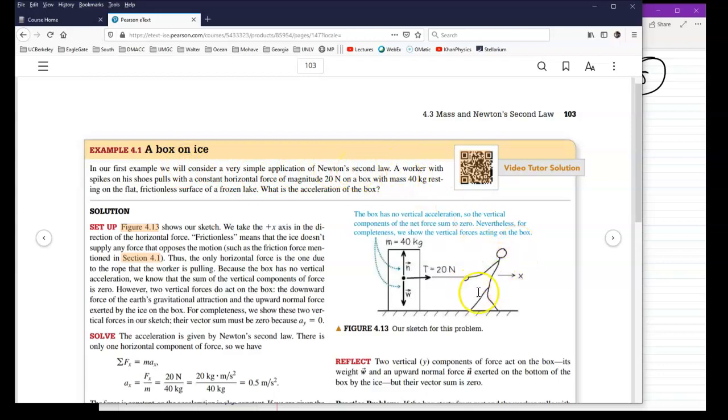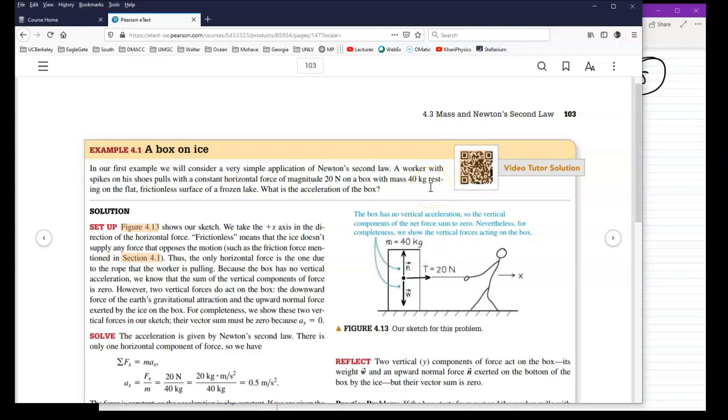Okay, we have a worker here, a stick man, a worker with spikes on his shoes. All right, I guess we don't want him to slip. That's what you mean by that. With spikes on his shoes, he pulls with a constant horizontal force of 20 Newton. So he's pulling this, whatever it is, refrigerator or box, with a force of 20 Newton, on a box with a mass of 40 kilogram.